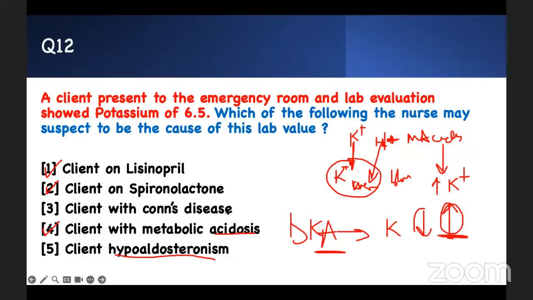This question is the same as that. Hypoaldosteronism. I told you aldosterone loves sodium and hates potassium. If your aldosterone is low, sodium is going to be low and potassium will be high. So hypoaldosteronism will cause hyperkalemia.